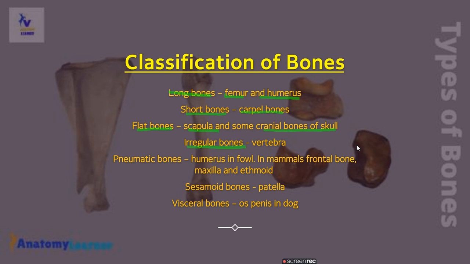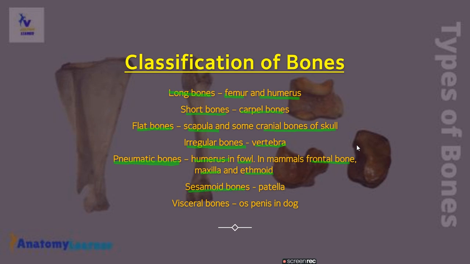Irregular bones, as we know the vertebral bones, have the vertebral fossa and spinal processes, so they give the structure of irregular bones. Pneumatic bones are those which do not have the medullary cavity. For example, the fowl has pneumatic bones like the humerus. In mammals, the frontal bone, maxilla, and ethmoid bones are the pneumatic bones.